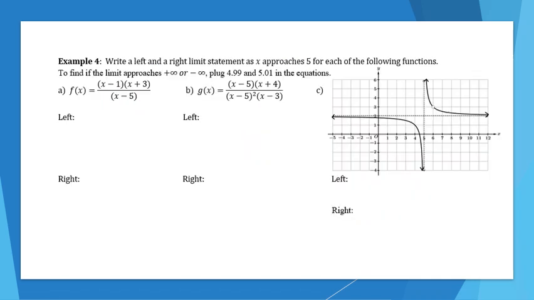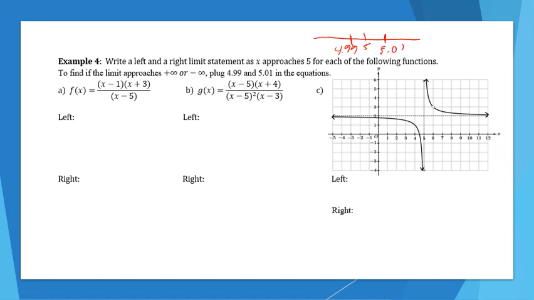All right, so now what we want to do is write a left and right hand limit statement as x approaches 5 for each of the following functions. When we're looking at the analytical ones, the equations, we can just plug in 4.99 and 5.01, and those will be close enough to be okay. So let's take a look at the left and the right hand limit statements for a and b. Now remember, if we are approaching x equals 5, on the left hand side this should be 4.99, and on the right hand side should be 5.01.